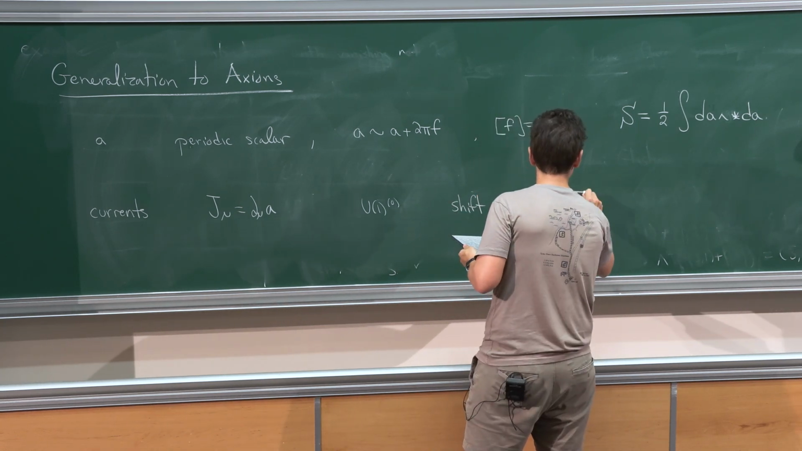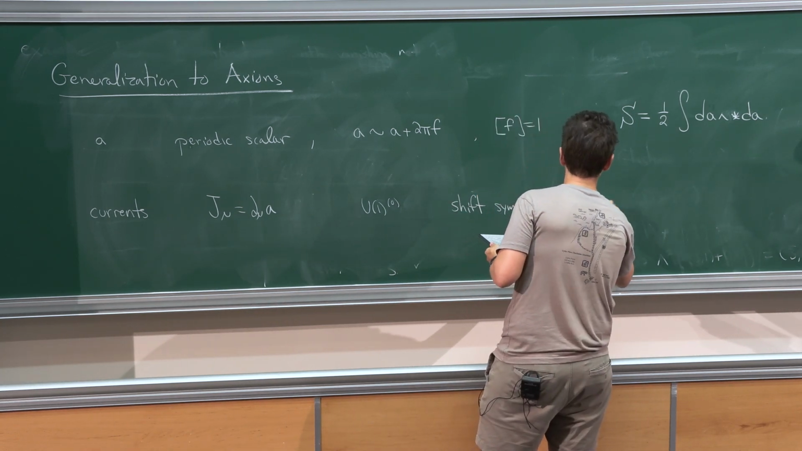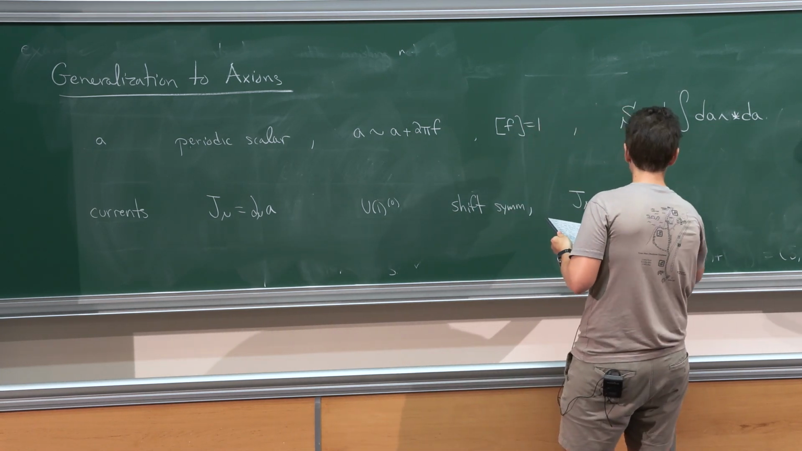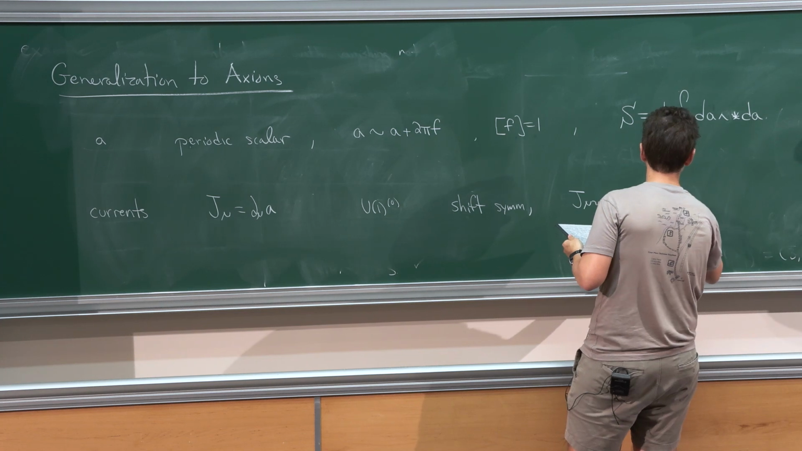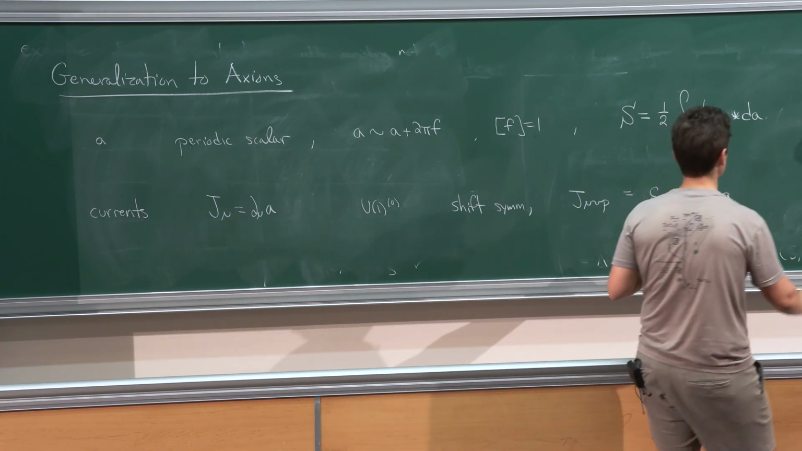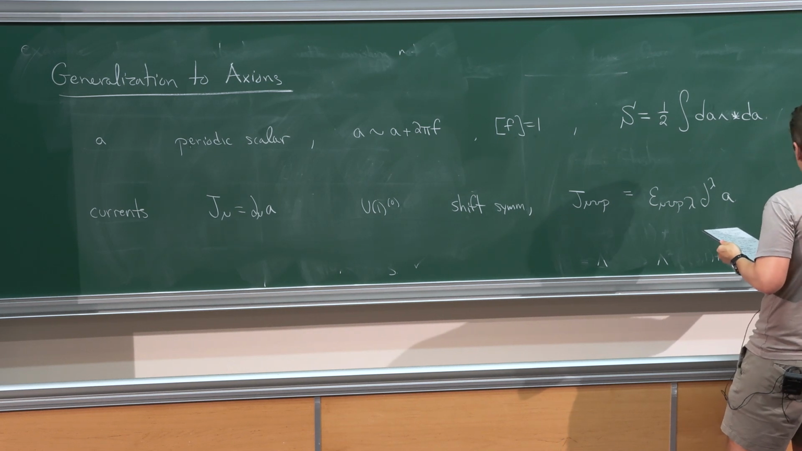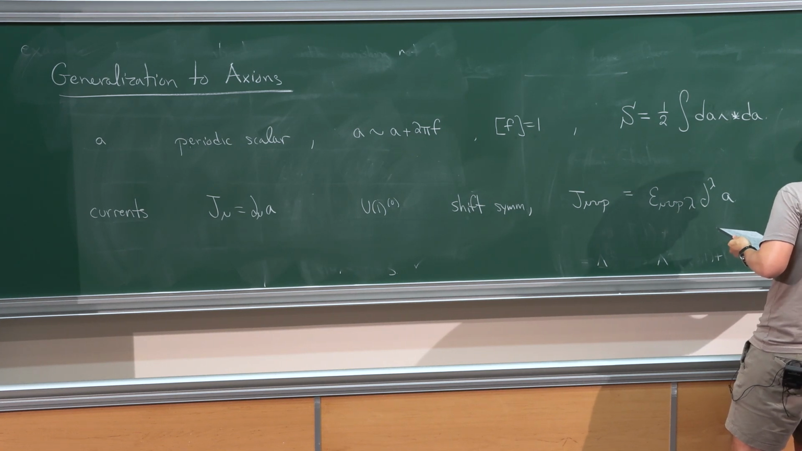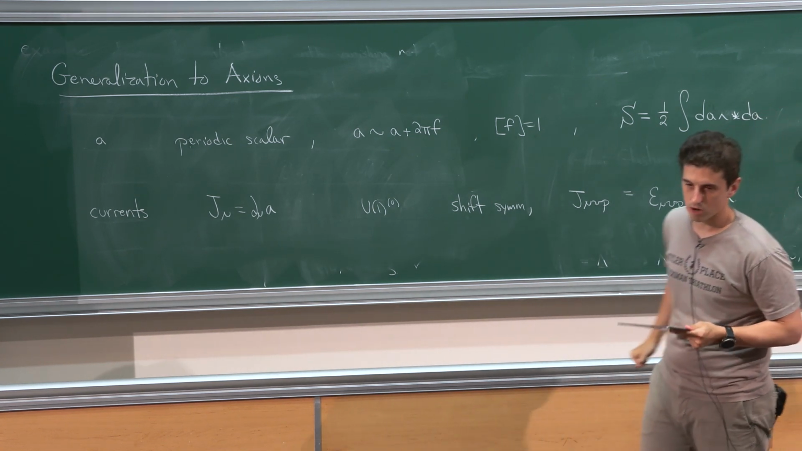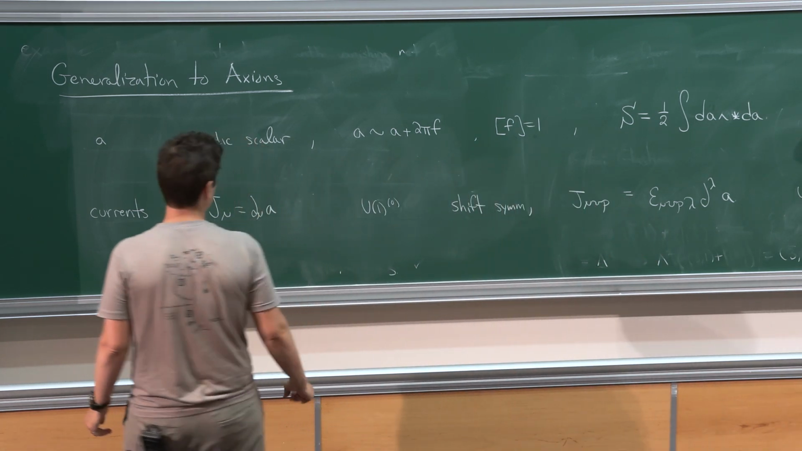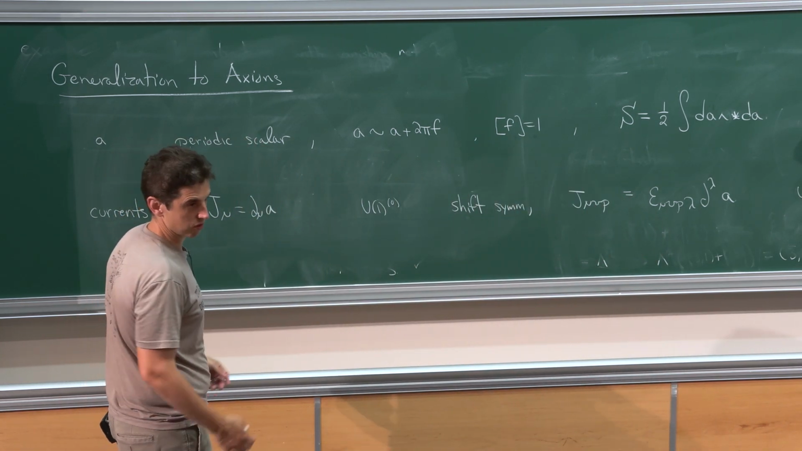And then we have J mu nu rho. This is the new interesting beast in this example, which is epsilon mu nu rho lambda d lambda of A. This is a two-form symmetry. So this is probably the first interesting example that you have seen of a model with a two-form symmetry.